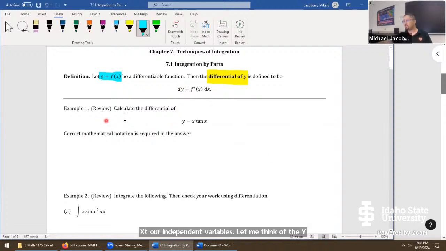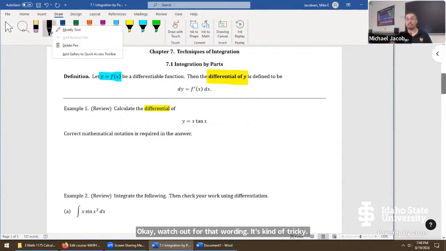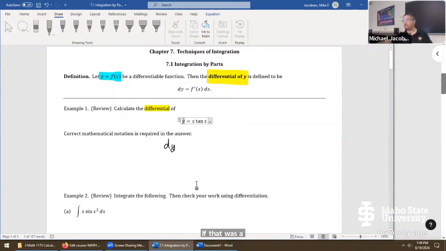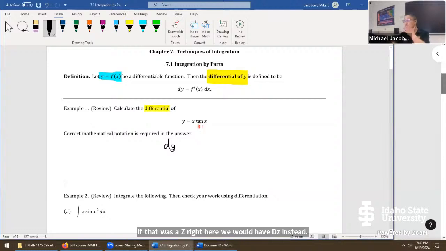So at its heart, if we have a function like this one, x tangent x, and our goal is to calculate the differential, okay, watch out for that wording, it's kind of tricky. This is pretty much all you'd be doing. If it starts off as a y, you just indicate a dy. If that was a z right here, we would have started off with dz instead. Next thing we do is we have to differentiate x tangent x. That's a good review already. Anyone recall what rule we have to use for differentiation to differentiate that thing?